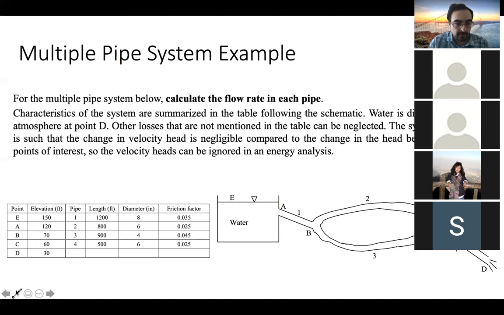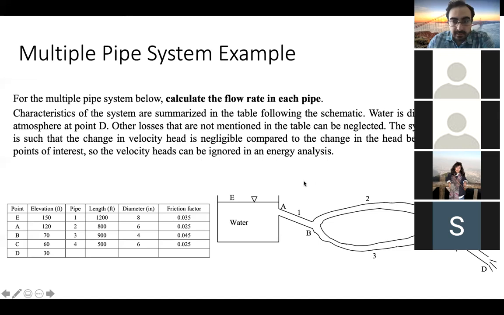And what we want to do is see what water is discharged to the atmosphere at point D here, and we want to find the flow rate at each pipe based on these characteristics that are given for this problem on the left. We don't account for other losses like minor losses here, and we only account for the losses from the friction factors that are given to us here. Otherwise, the problem would have given us the minor losses.